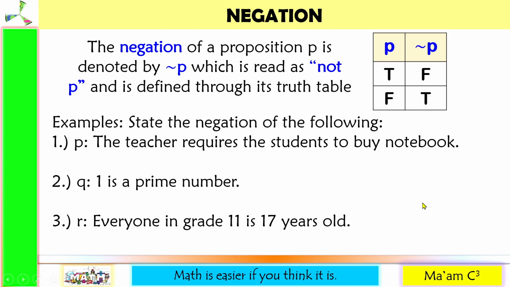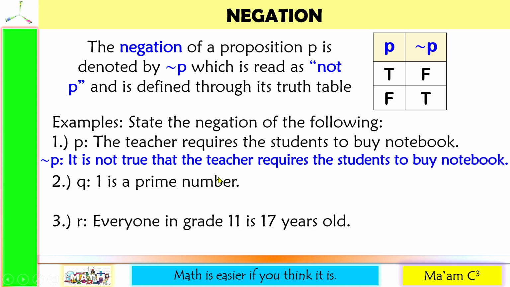Let's have some examples. State the negation of the following. P is the proposition the teacher requires the students to buy notebook. So we are going to negate this sentence here. We could say, it is not true that the teacher requires the students to buy notebook. We can also say, it is not the case that the teacher requires the students to buy notebook. Number 2.